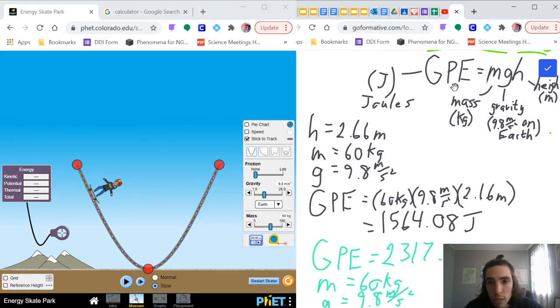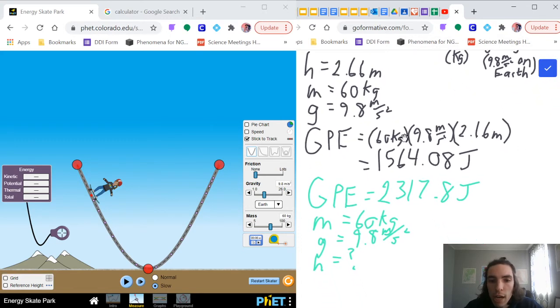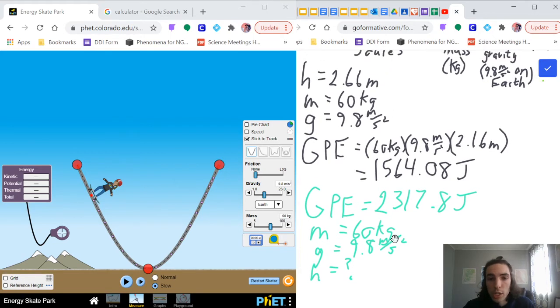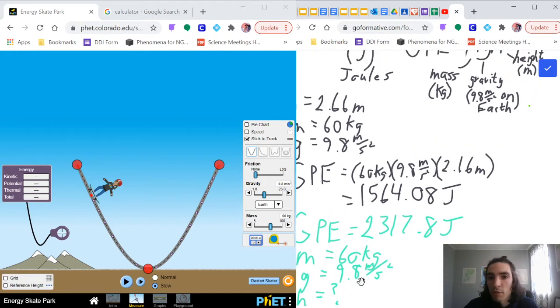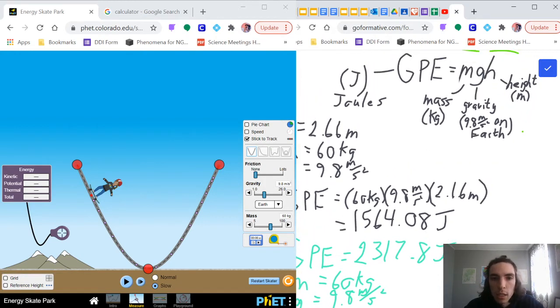Because the equation as given already is here now, we don't have an equation that just says height equals blank, or height equals GPE divided by whatever. So we're going to have to do some work to isolate this variable inside of this equation for height. So let's see what that looks like.